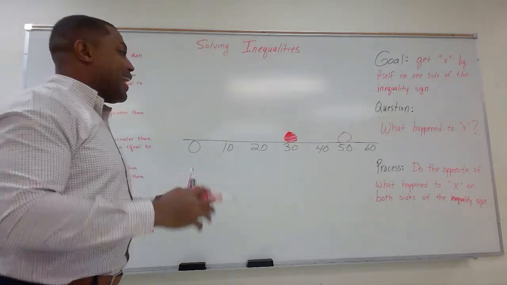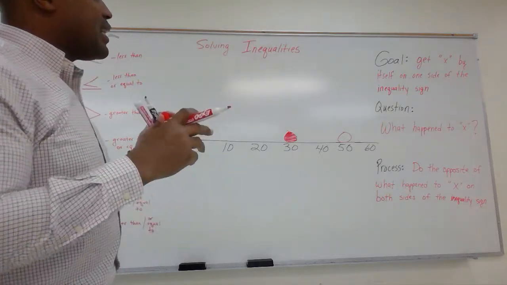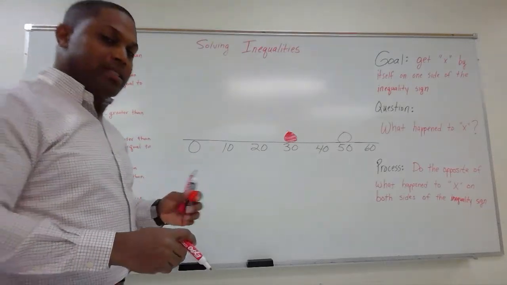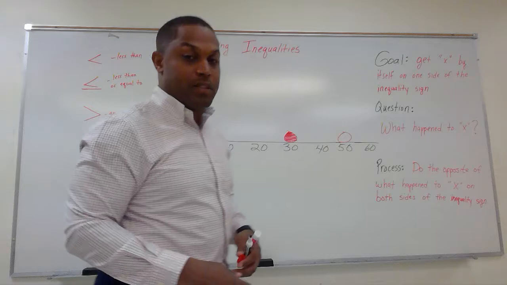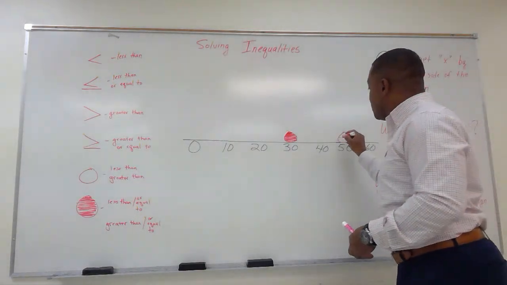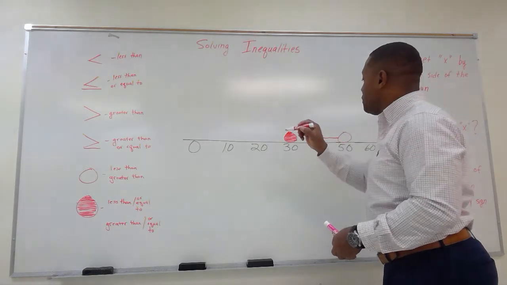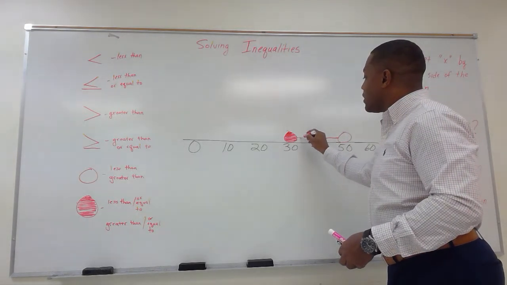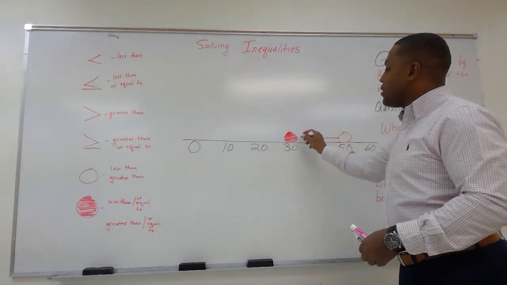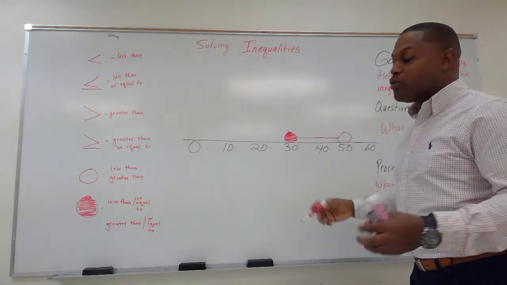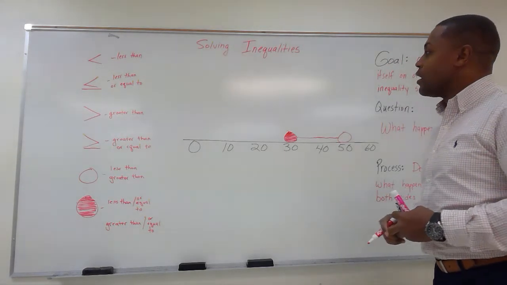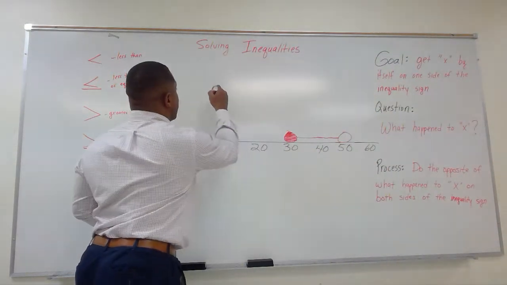Okay, but it said the cake needs to be in there less than 50 minutes. Okay, so less than 50 does not include 50. All right, so I'm going to leave that open. With that being said, less than 50 would lead me to the left, and at least 30 would lead me to the right, to where those two lines come together.